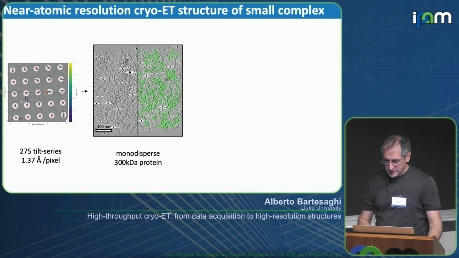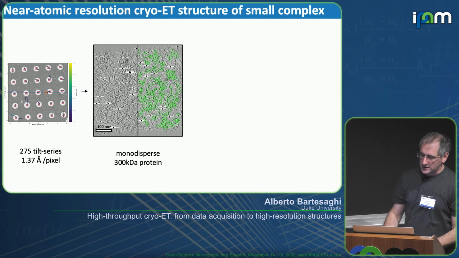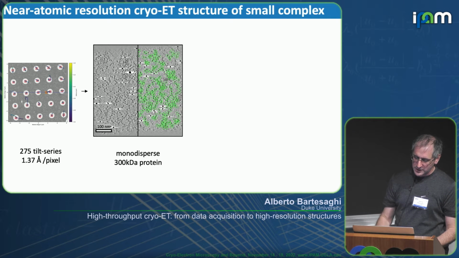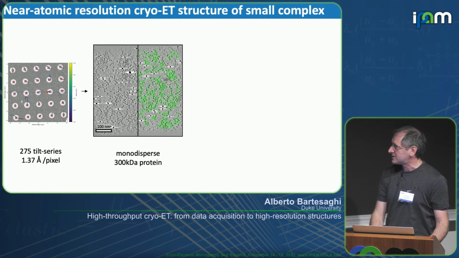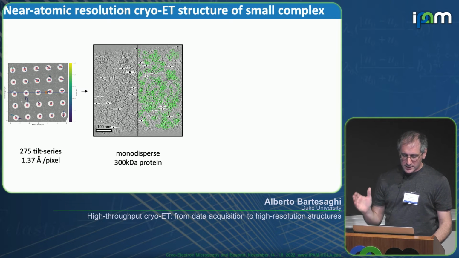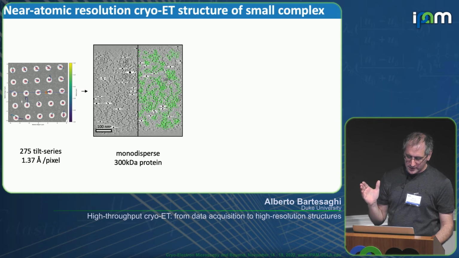So this work was published last year, and then we actually validated this on a test sample. This is a single particle sample that we're just using for testing here, but this is a fairly small protein by cryo-electron tomography standards. It's 300 kilodaltons. So we were able to image at 1.37 Angstrom per pixel, which is fairly high mag for tomography.